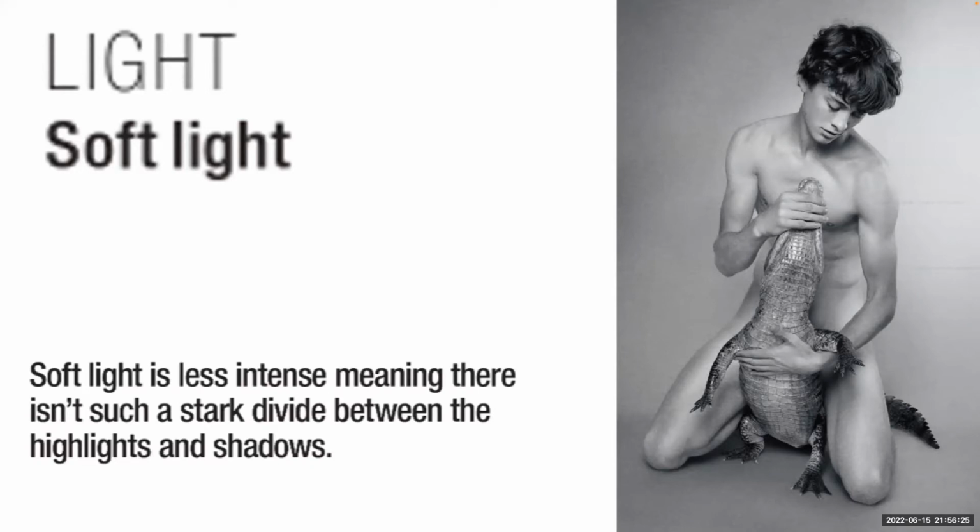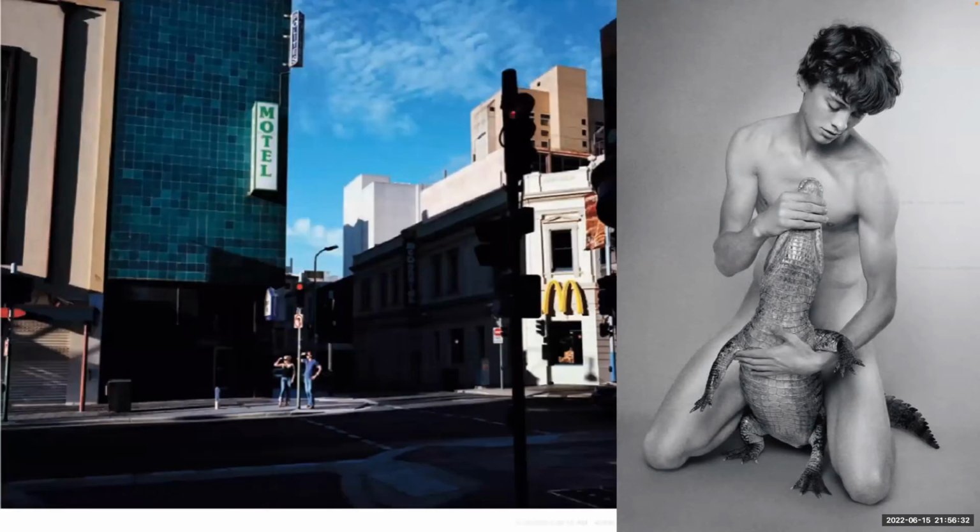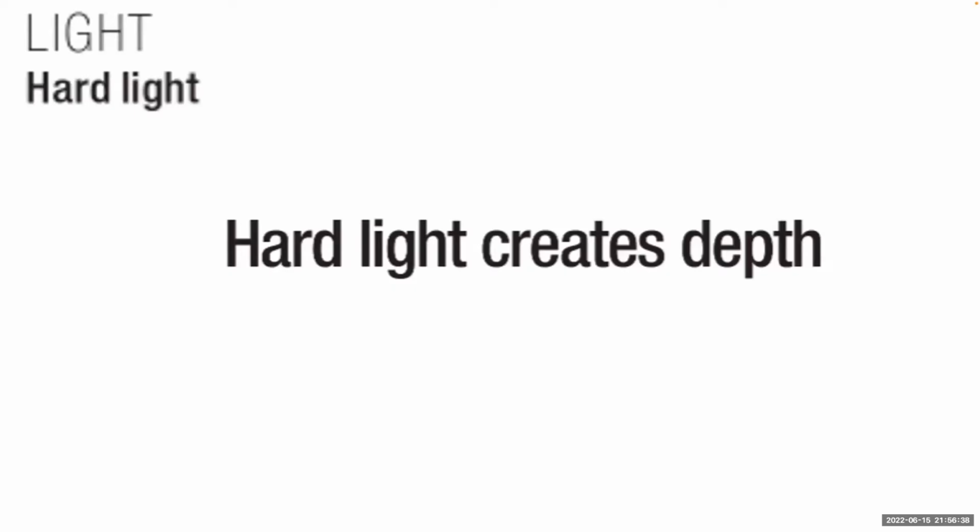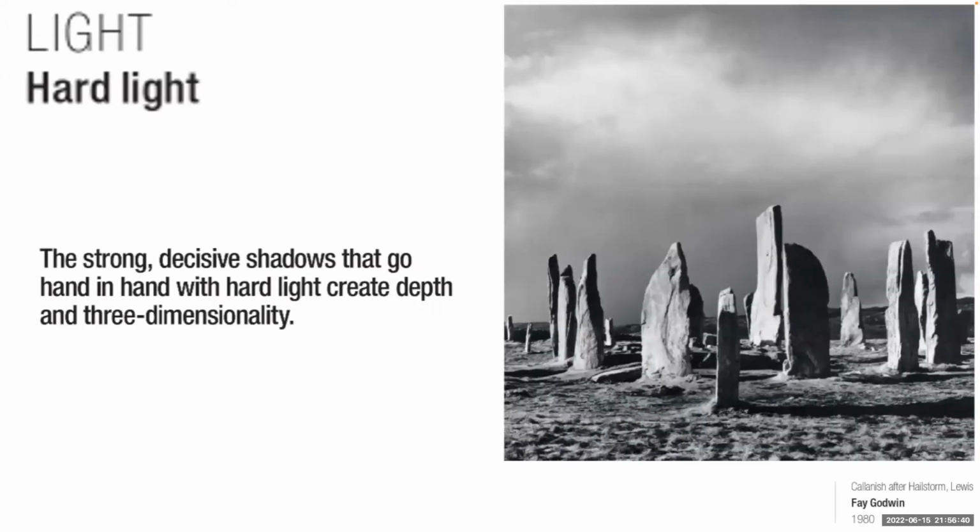Soft light is less intense, meaning there isn't such a stark divide between the highlights and the shadows. Let's compare them side by side. Hard light and soft light. Hard light creates depth. The strong, distinct shadows that go hand in hand with hard light create depth and three-dimensionality. We can see here from Faye Goldwyn in 1980.